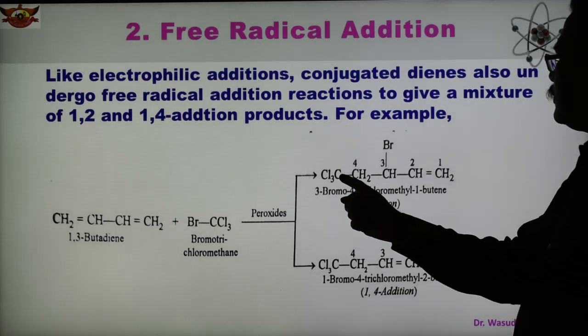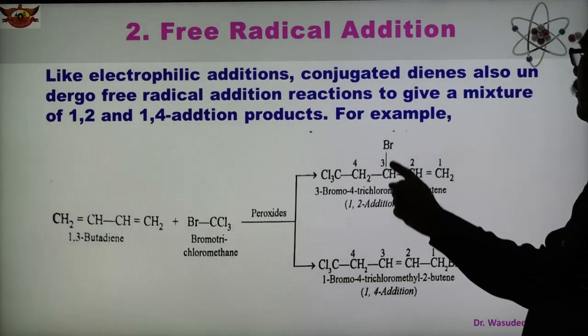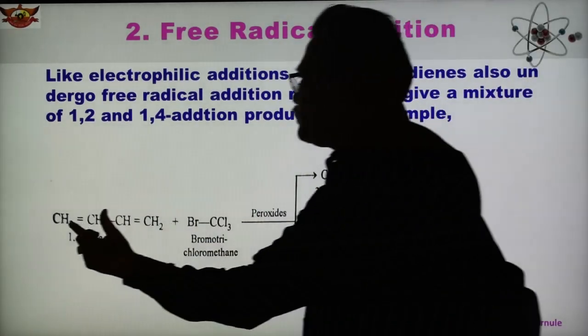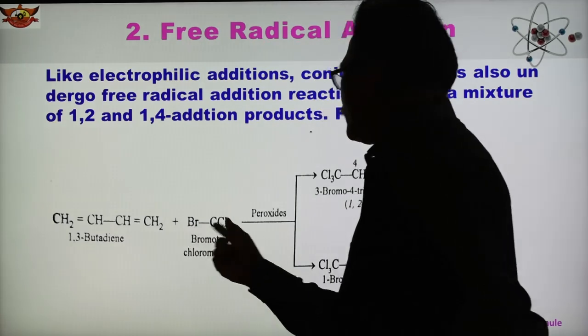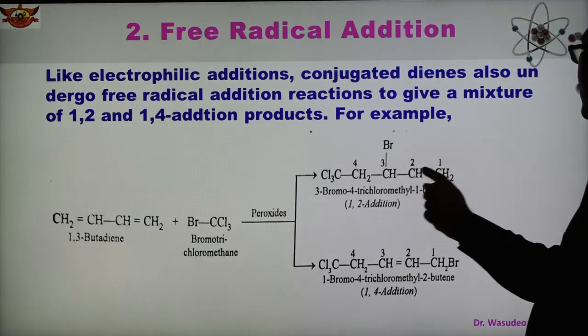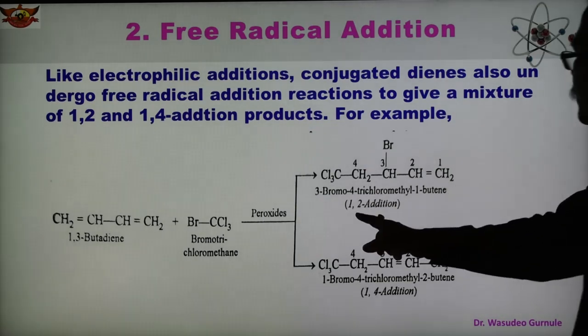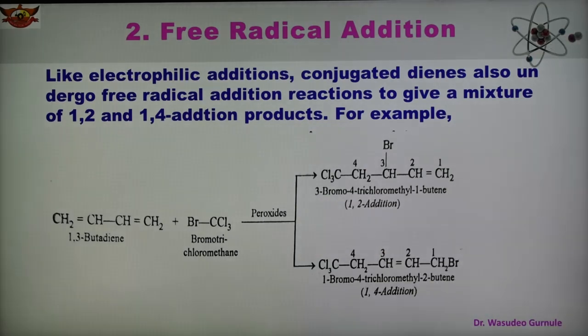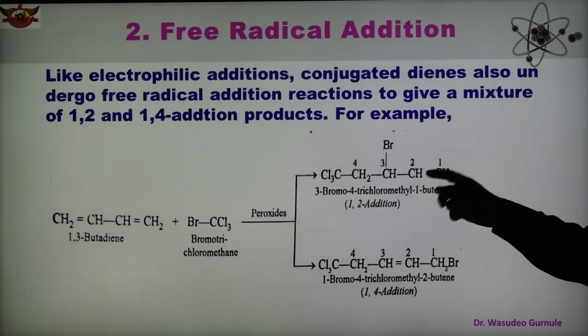This carbon has CCl3, the second carbon has Br. So here CH2 and CH. So these two groups are added: CCl3 on this carbon and Br on this carbon. So this is the 1,2 addition, and its name is 3-bromo-4-trichloromethyl-1-butene. So 4 carbons are there, 1-butene is there.